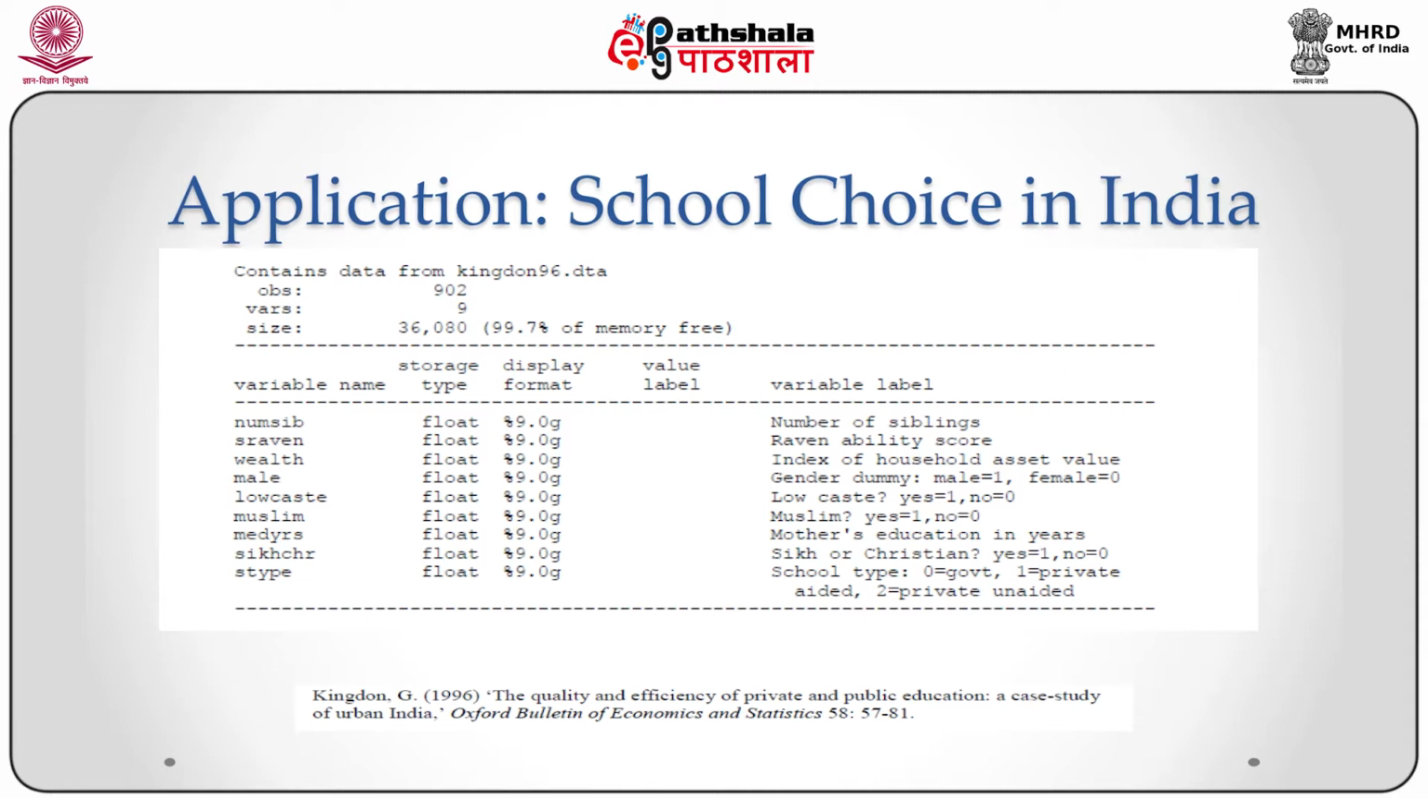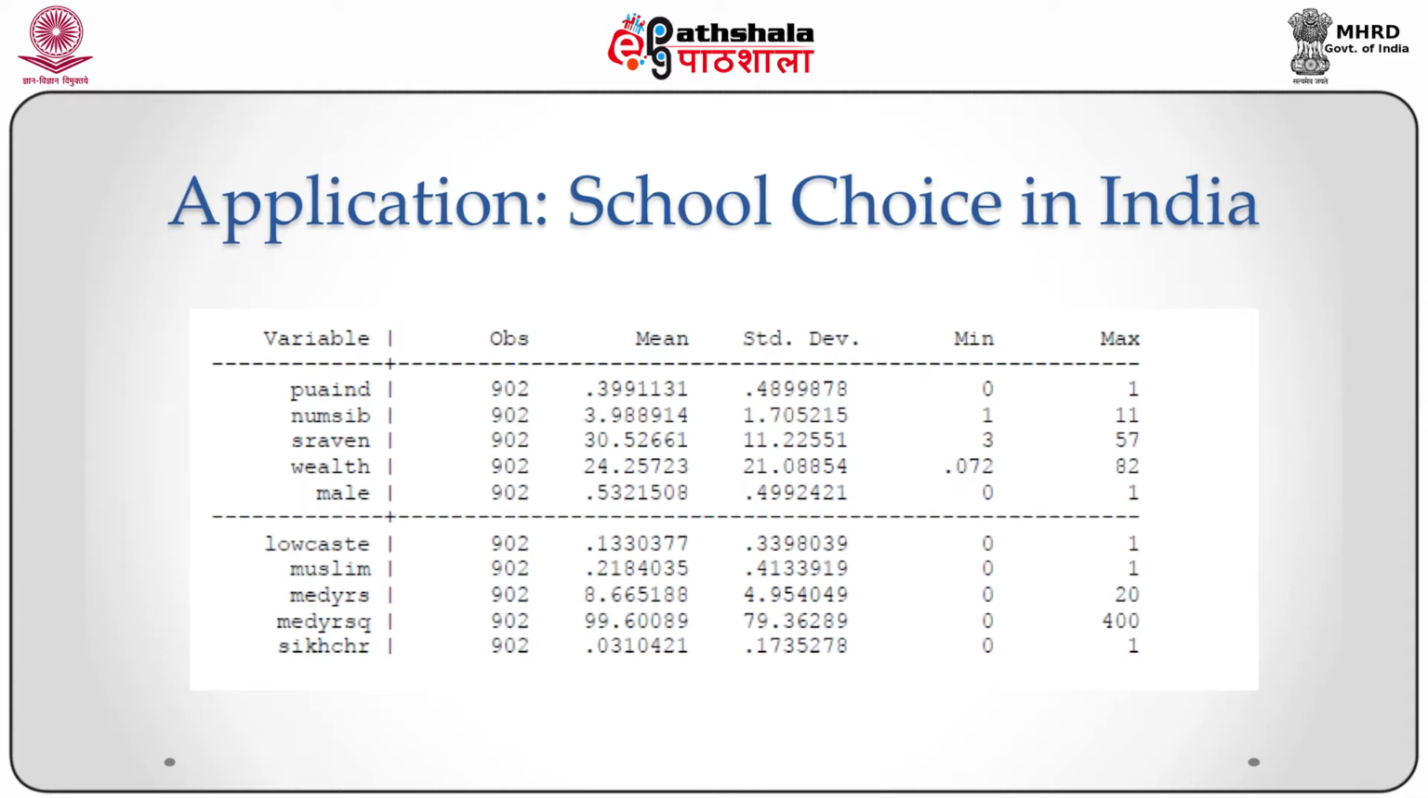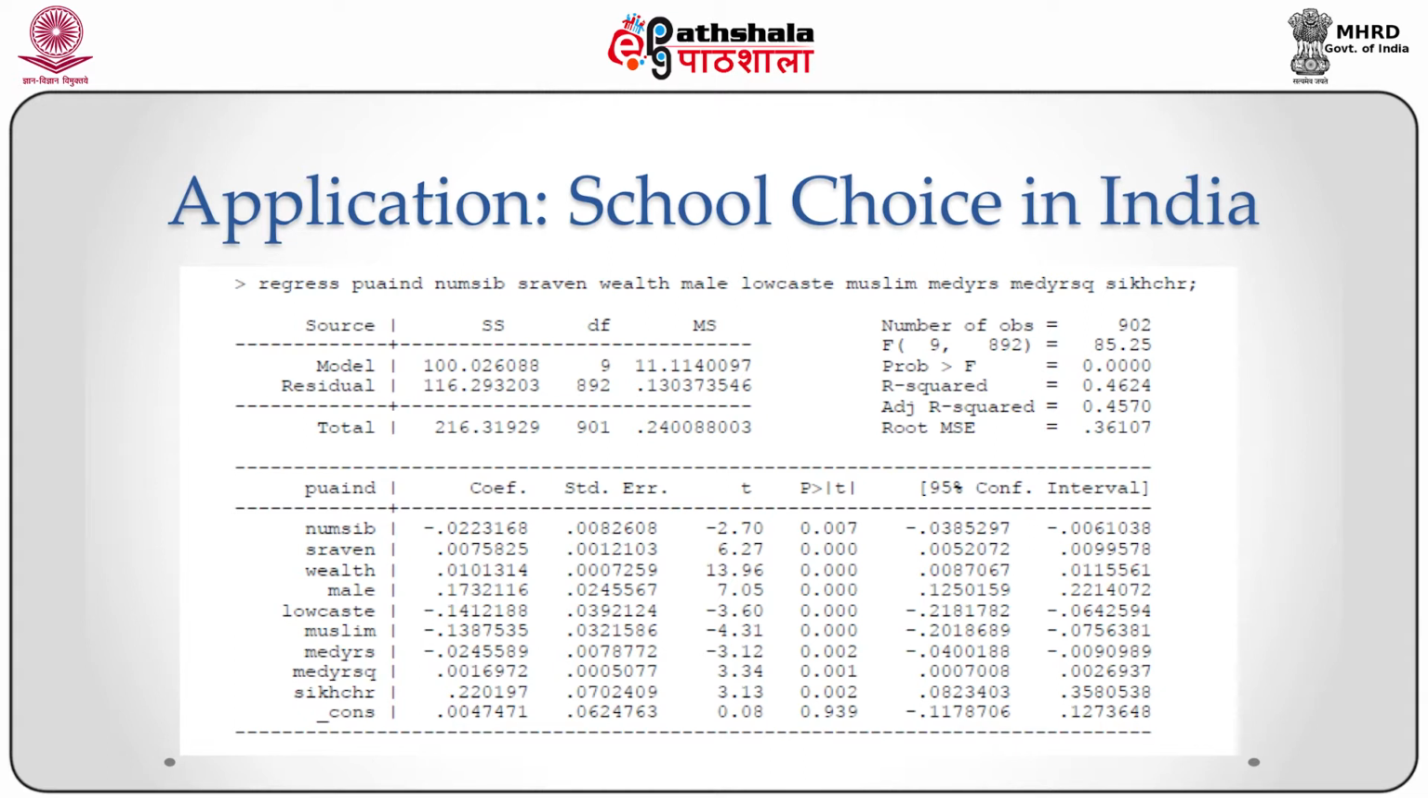To repeat, we have certain covariates for a group of school children. Now this is data from an actually published study. The covariates for an example include individual level covariates such as the Raven score, how many siblings a particular child has, and also include household level covariates such as the household wealth. This slide shows the outcome as well. So the outcome, which has been called PUAIND, is the chance of whether or not the child goes to a private school.